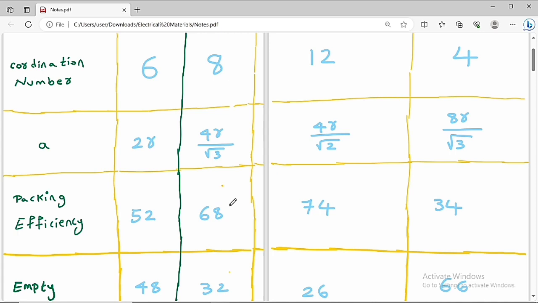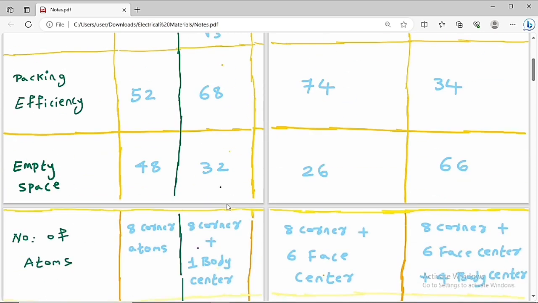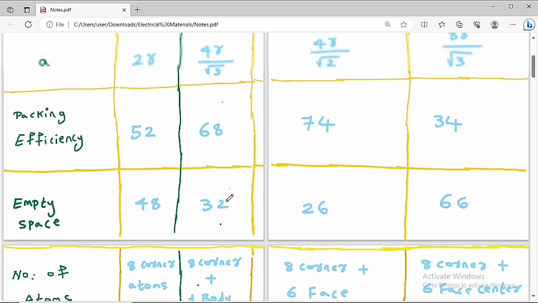Okay, and the empty space is 100 minus 68, which is 32. So these values you need to remember. Basically, in the examination, they can ask you regarding this concept.